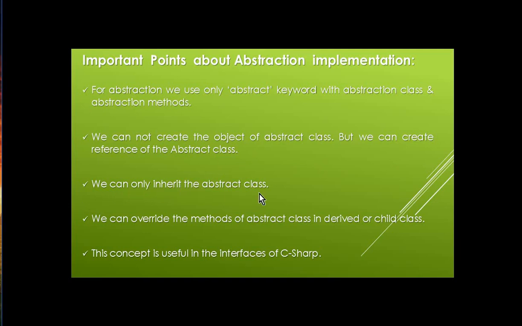We can only inherit the abstract class, which I told you means we can perform the implementation of the abstract method of an abstract class inside a child class. So here it involves the concept of inheritance. That's why I told you at the start of this video to first understand the concept of inheritance and polymorphism from our previous video tutorials. We can override the methods of an abstract class in a derived or child class. This concept is useful in the inheritance of C#.